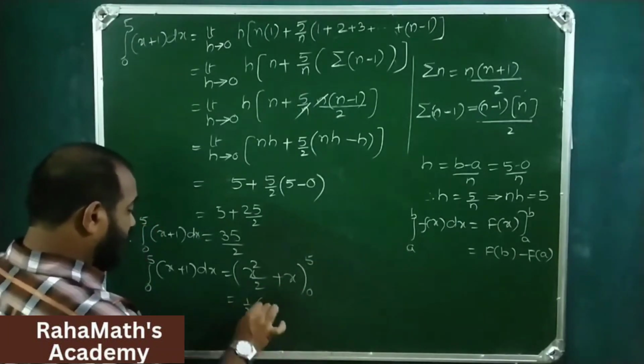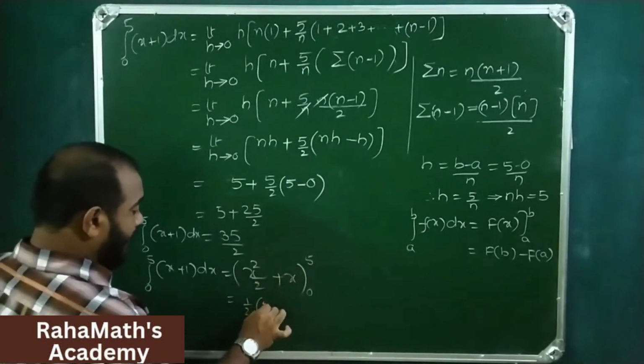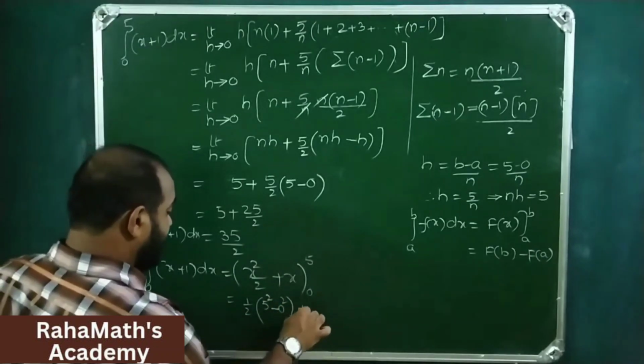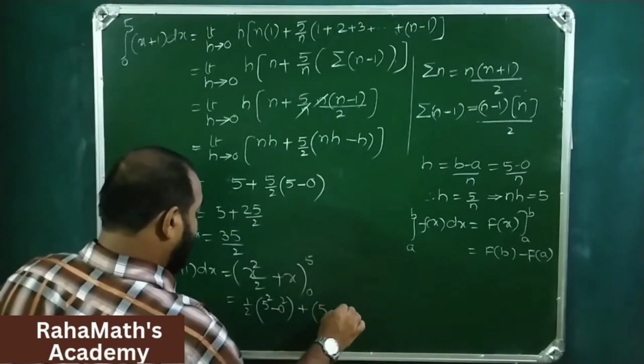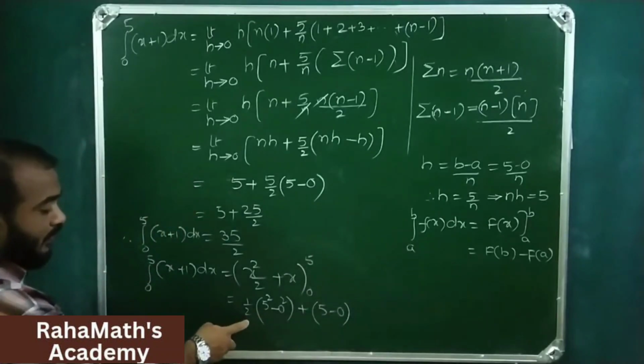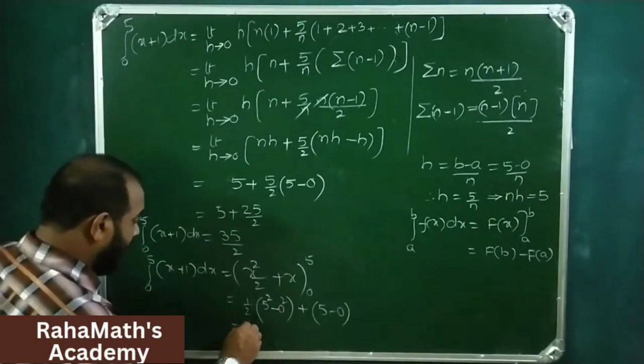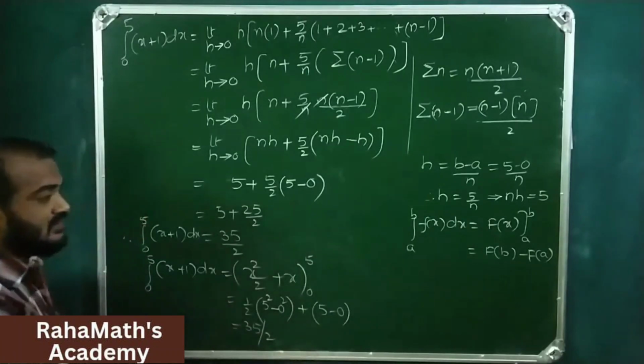This is equal to 1 by 2. In the place of x, substitute the upper limit, 5 square, minus in the place of x the lower limit, 0 square, plus in the place of x, 5 minus 0. 5 square is 25 by 2 plus 5. The same answer we are getting, 35 by 2. So we can compare like this.